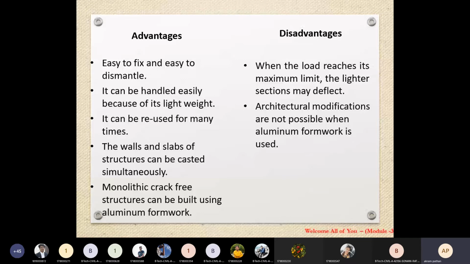Now it has certain disadvantages also. When the load reaches its maximum limit, the lighter section may deflect. So this is a major, you can say, limitation of the aluminum formwork. Then architectural modifications are not possible when aluminum formwork is used.